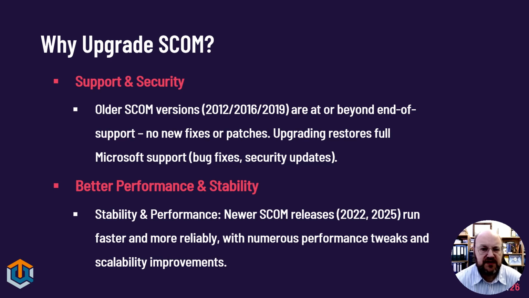So upgrading SCOM isn't just about running the latest version, it's about support and stability and security. Older SCOM versions such as 2016, 2019 are already out of mainstream support. That means fewer fixes, no new features and a higher risk. Newer versions deliver faster consoles, better scalability, modern operating system and SQL support, and features like Teams alerting.